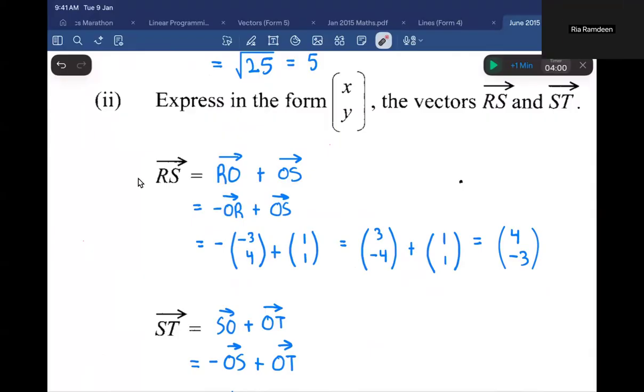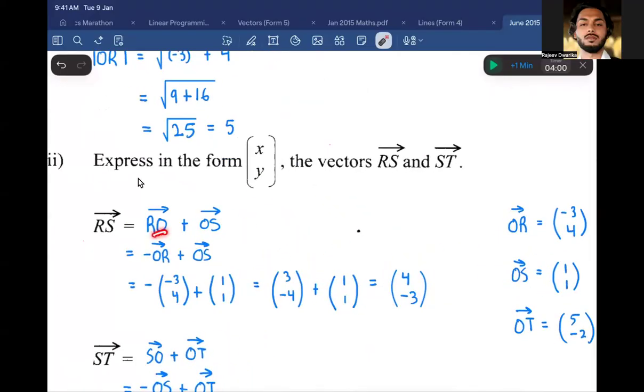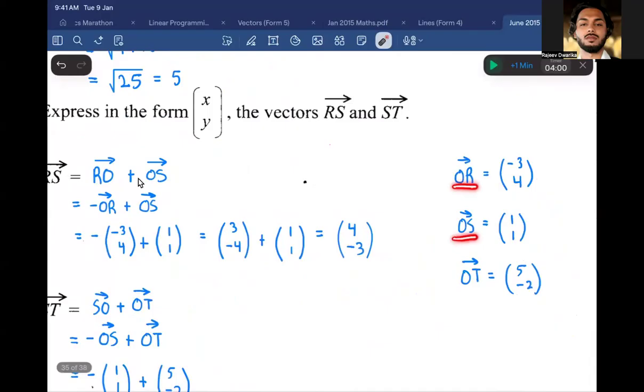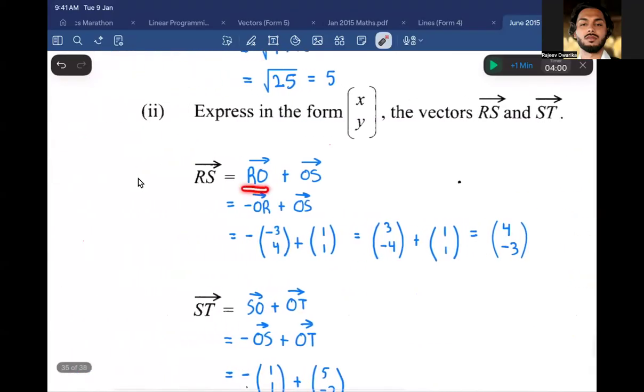No, so I understand. I was confused, and then as you keep on doing the question, I was like, oh yeah, it makes sense. That's good. And the reason why I use O is because look at the vectors we were given: OR, OS, and OT. The middleman here could be O, because you see that we're going from R to O, and then from O to S. So O is the middleman.